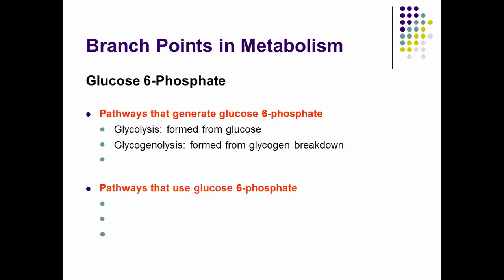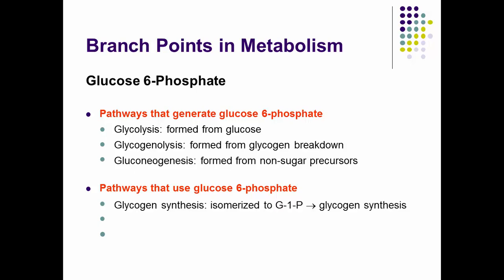And glycogen breakdown, glycogenolysis. And gluconeogenesis, right? So these are the 3 pathways that can produce glucose 6-phosphate. And the pathway that can use glucose 6-phosphate, let's see, is glycogen synthesis, right? So glycogen can be synthesized from glucose, and glucose 6-phosphate is one of the intermediates in glycogen synthesis.